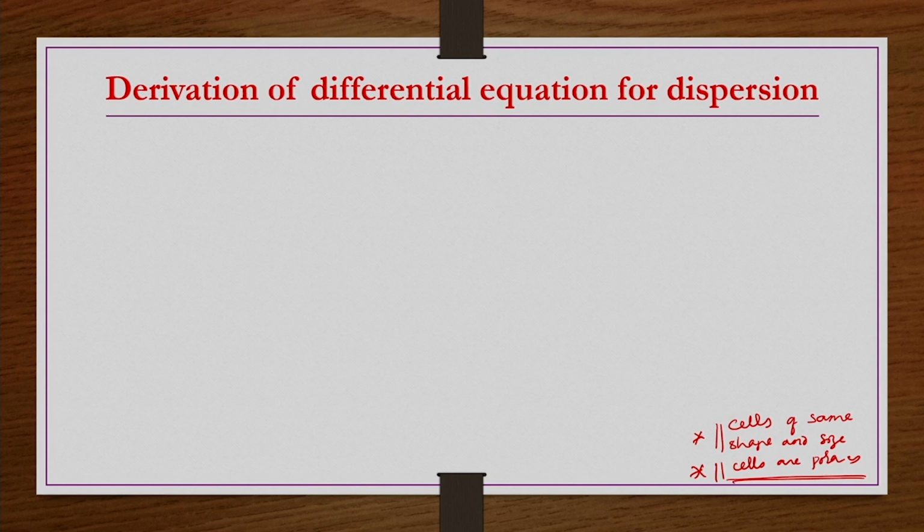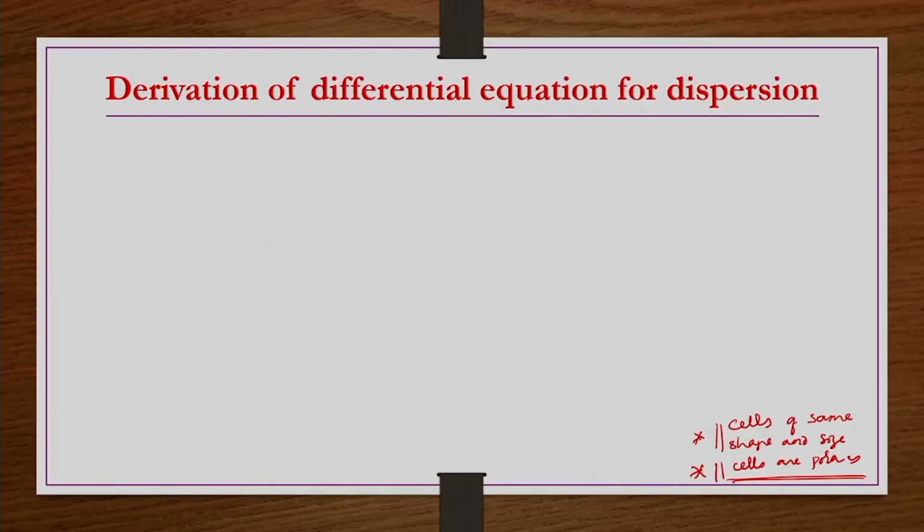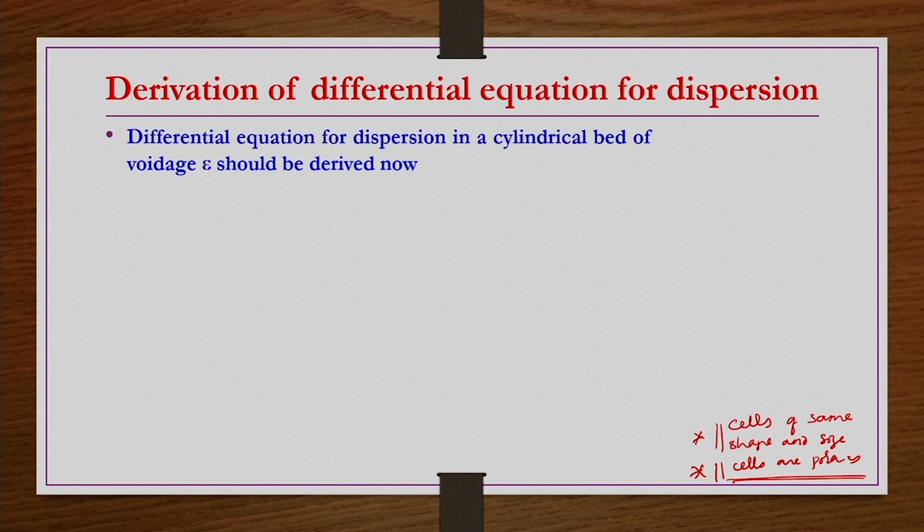Other than these two, it is simply what is the rate of dispersion at the inlet, what is the rate of dispersion at the outlet, what is the net rate, etc. Those things we have to represent mathematically and then substitute in the overall balance equation. So, that is all a mathematical procedure, right. These two are very essential, and after that we can understand schematically what it means. So, the differential equation for dispersion in a cylindrical bed of voidage epsilon should be derived now.